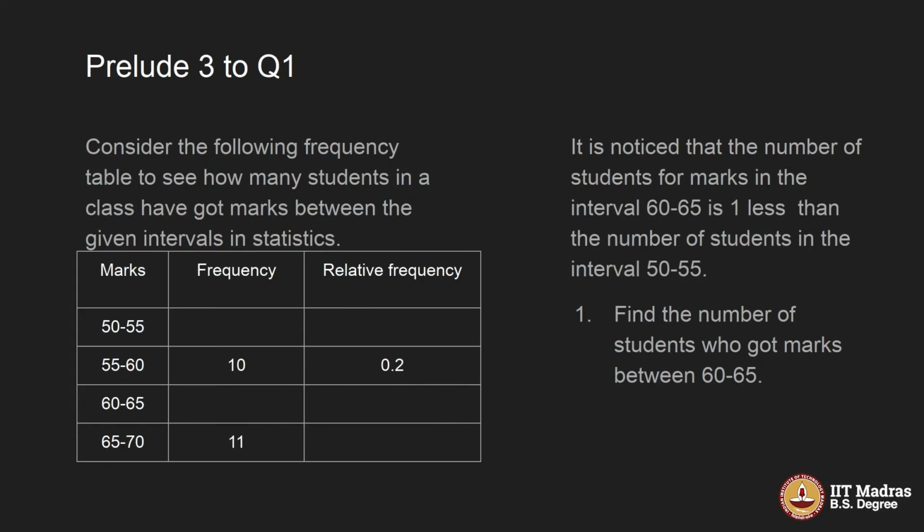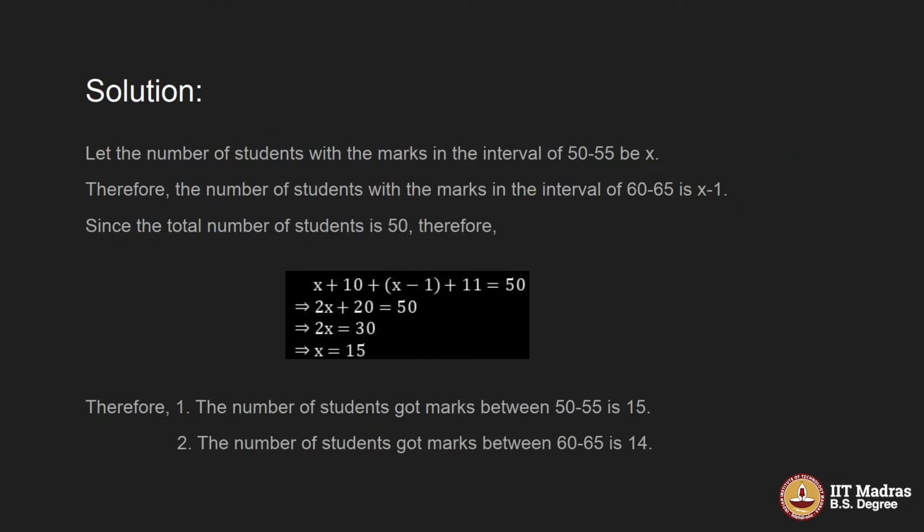Now we have the same situation, but we have to count the number of students who got marks between 60 to 65. We know from the above question that the number of students for 60 to 65 is x minus 1, and we have the value of x, which is 15, so 15 minus 1 is equal to 14. So here we have the solution.